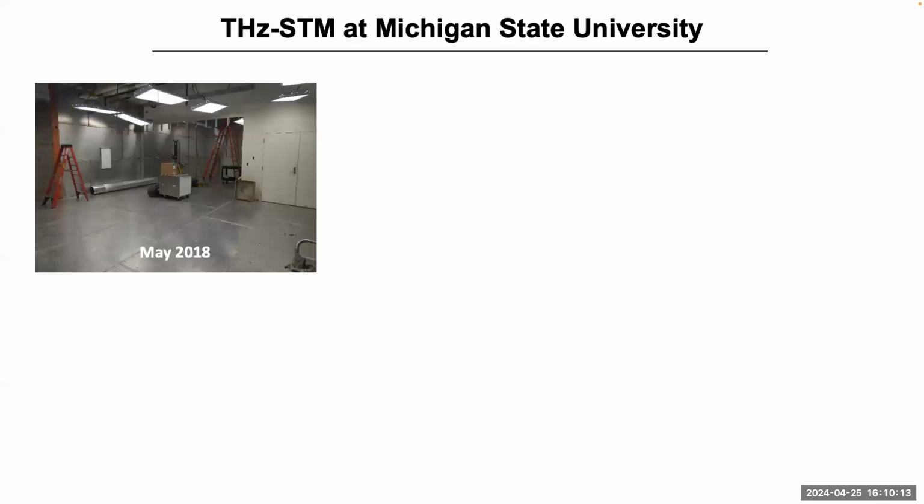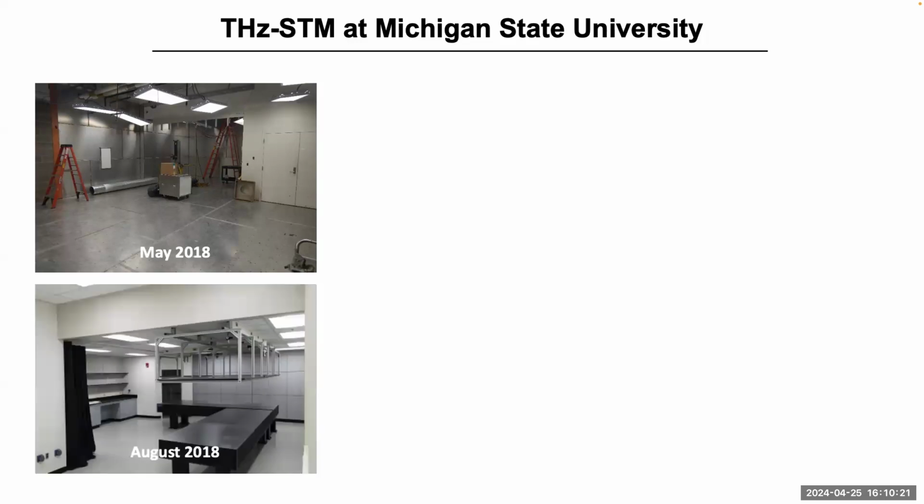So, the first thing we did at MSU was we destroyed the room. It was a room, and we ripped everything apart to make it an ideal space to do this terahertz scanning tunneling microscopy. So this lab was temperature and humidity controlled. It has this metal plating everywhere because of the stray fields we were trying to get rid of. It's sort of a quasi-clean room environment.